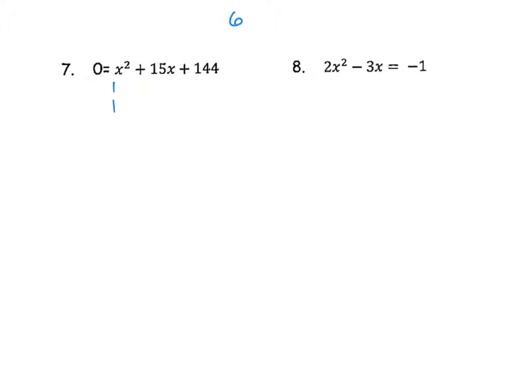6 times 24. 8. Does 6 and 24 make 15? Okay. 8. Oh, 8 goes into it. 8 times, okay, it goes into 144. 8 times.